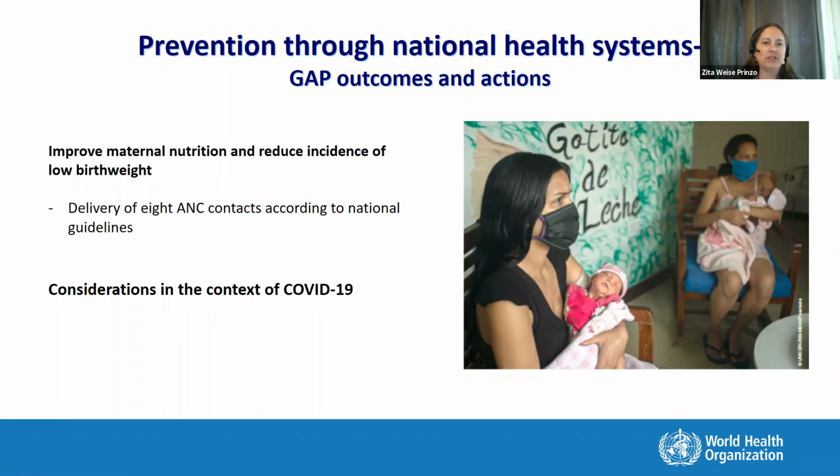The other outcome under prevention of wasting is to improve maternal nutrition and reduce low birth weight. So again, there we have key actions that we should be focusing on, and what are the considerations that we need to look at in the context of COVID-19. There are examples in the document. Again, due to lack of time, I will not go into detail here.